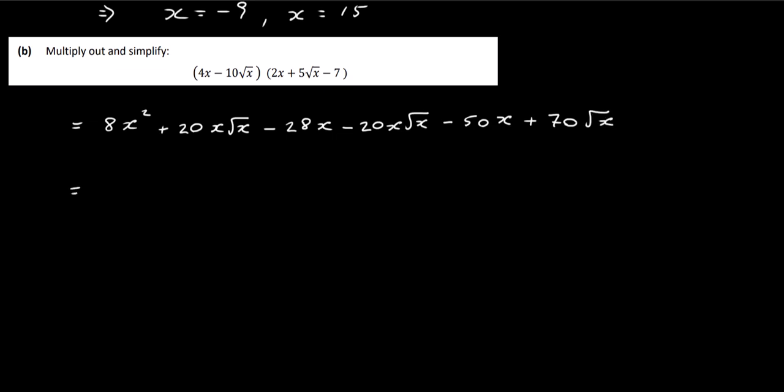So all we've got to do is just simplify this. We have an x squared here, and there are no other x squared, so let's just write that down. We have a plus 20x root x and a minus 20x root x, so they'll just cancel and give us 0. We have a minus 28x and a minus 50x, that's minus 78x. And then finally at the end, we've got plus 70 root x.